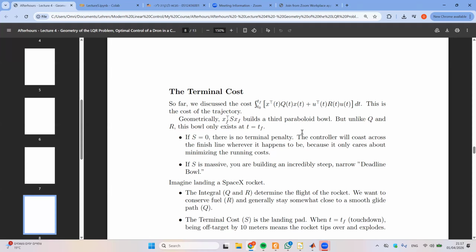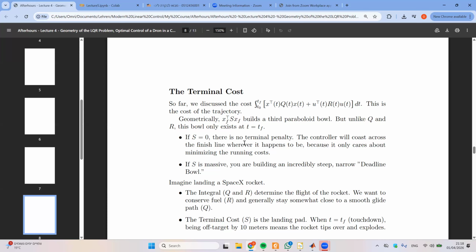The controller will just make sure the costs of going from A to B will be low, but we won't really care if we really hit point B at t equal to tf. We will be in the vicinity. Now, when S is very, very large, it's like saying, okay, I want to go from point A to point B, and I want to minimize the costs of going from point A to point B, but it's super important for me to actually, at time t equal to tf, to really hit point B.